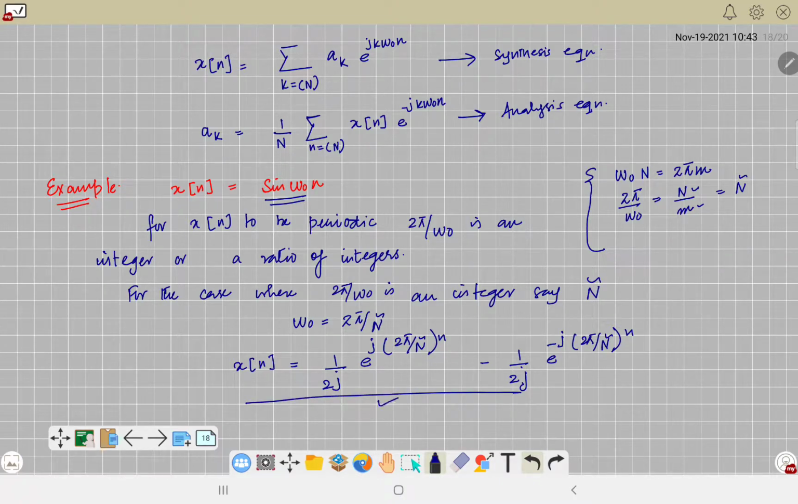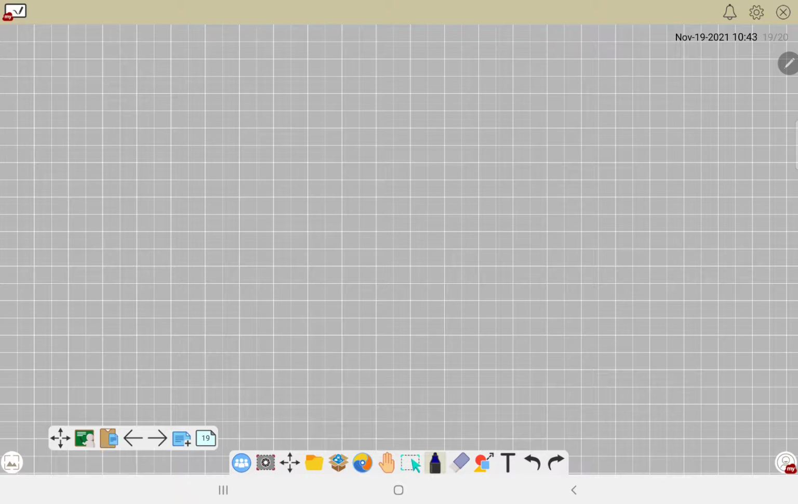Then if you compare this expansion with the general form, we will get that our coefficients a of 1 will be equal to 1 by 2j, and a of minus 1 will be equal to minus 1 by 2j, and the remaining coefficients over the interval of summation, over the period N, will be 0. Fine. So our period is N tilde, so it will have some integer value. For example, if N tilde is 5, you will have from minus 2 to plus 2.